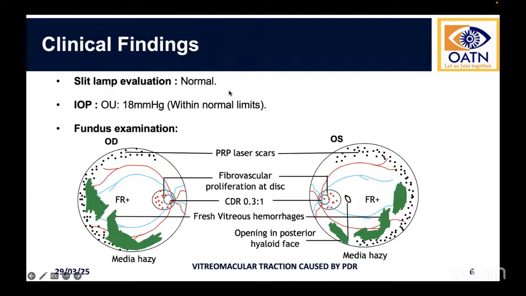The slit lamp evaluation showed normal findings, and IOP was also normal. In fundus examination of the right eye, the previous PRP laser scars were visible, and there was fibrovascular proliferation at the disc. The cup disc ratio was normal, and there were vitreous hemorrhages in both eyes. In the left eye, there was an opening in the posterior hyaloid phase.